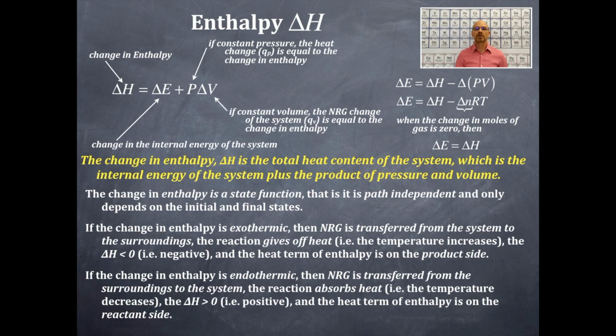The delta H, or the change in enthalpy, is greater than 0, i.e. the enthalpy change is positive. And the heat term for the enthalpy then, if it is endothermic, is always on the reactant side. Let's see how those two exo and endothermic processes are played out with a graph and an equation.